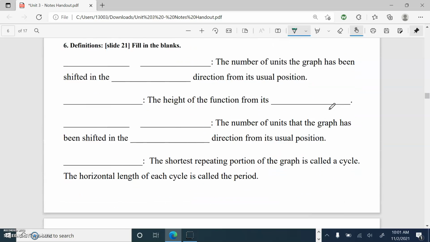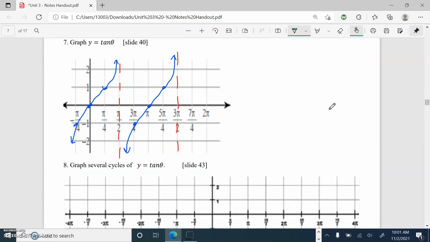Tangent is the one that's a little bit different. Tangent of 0 is 0, so we plot that point. We know that tangent of pi over 4 is 1. The other number we know is that tangent of pi over 2 does not exist. And what that does is create a vertical asymptote that we approach but never reach. Tangent of pi is also 0. Tangent of 5 pi over 4 is 1, and 3 pi over 4 is negative 1.